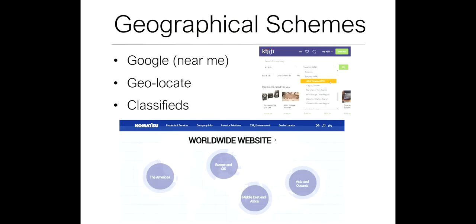Then we have things like geographical schemes, such as is reflected in things like the Google search, where you ask Google essentially, what are the nearest restaurants near me, or what are the nearest hardware stores near me, things like that. This is based on the idea of geolocation and also on classifieds. The example you see in the top right is from Kijiji, and that allows you to search within certain areas of the province to locate goods or services that are in fact nearest to you.